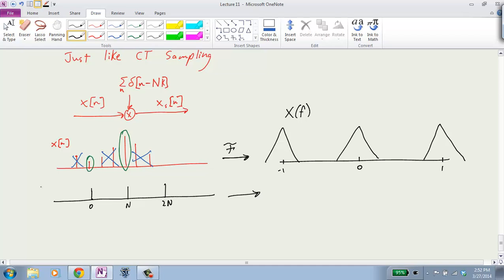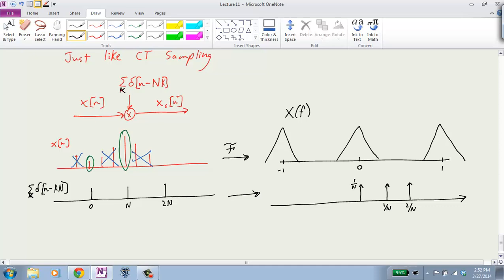And we need to know then what is the Fourier transform of this delta function. You have this thing here, sum over n, sum over k, delta n minus k n. Okay, and this ends up just being delta functions spread out by 1 over n. And with the height, that's actually 1 over n.